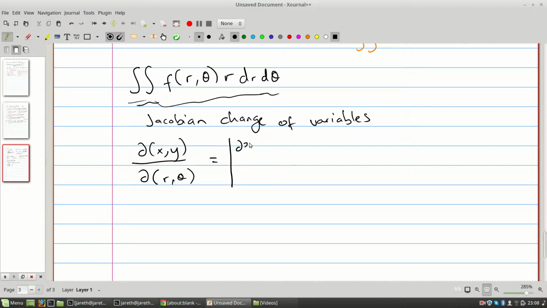We would look at the Jacobian matrix for this. So we have dx with respect to r, dx with respect to theta, dy with respect to r, and dy with respect to theta. And we're going to take the determinant of this, essentially. So the determinant of a matrix A, this is more like a refresher again. Let me write this in a different color.